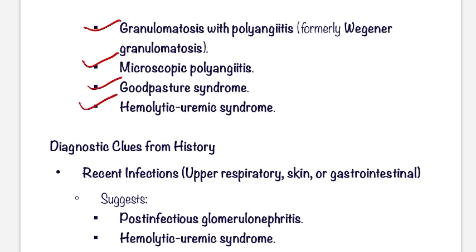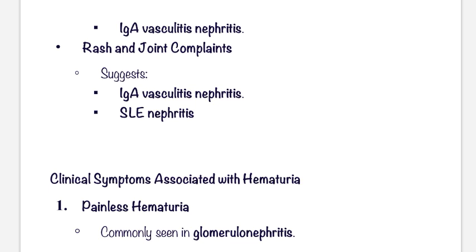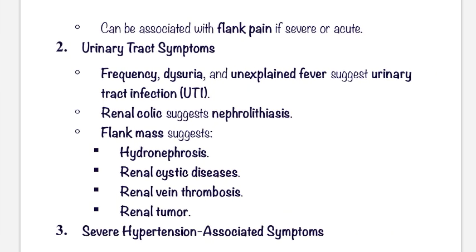Okay, you can get a diagnostic clue from history. If recent infections are there, then you have to think of PSGN and HUS. If rash and joint complaints are seen, you can go for IgA vasculitis and SLE nephritis. If you are able to see painless hematuria, it is mostly associated with glomerulonephritis.